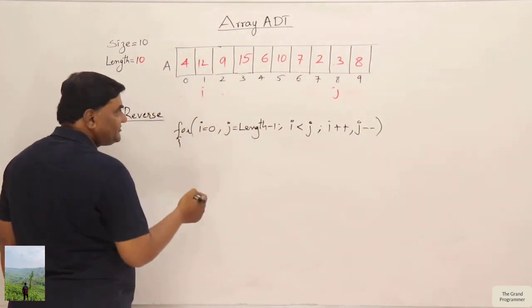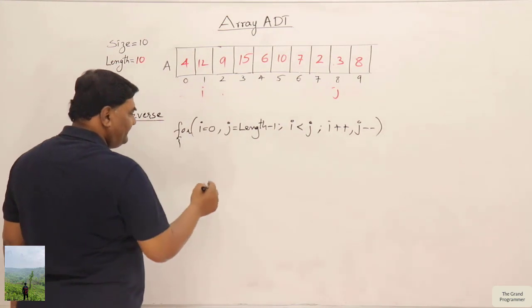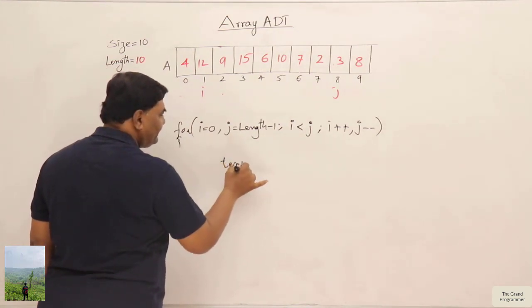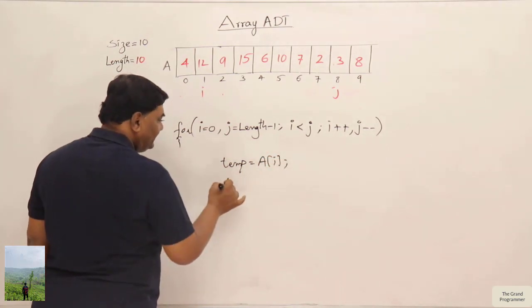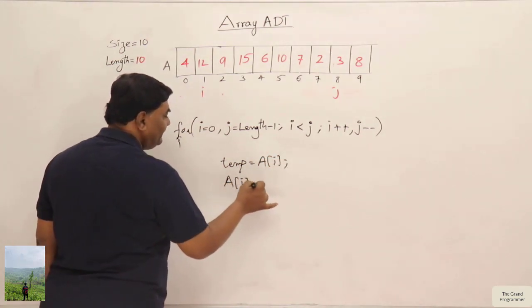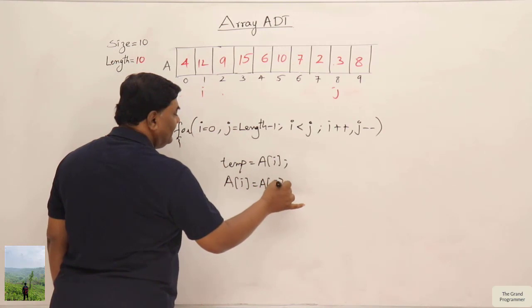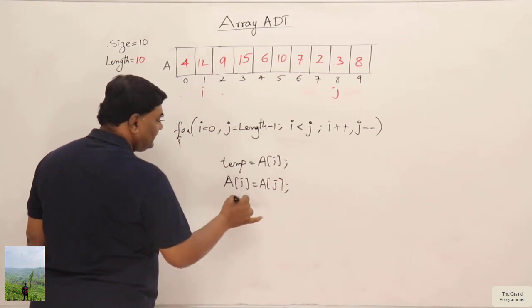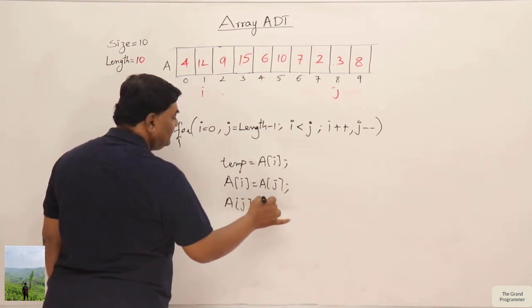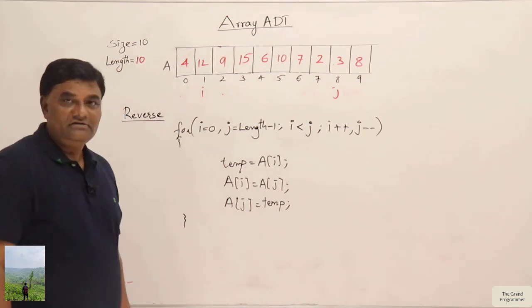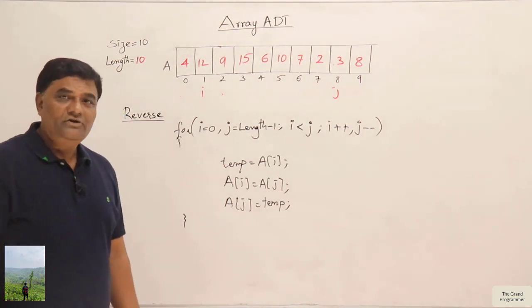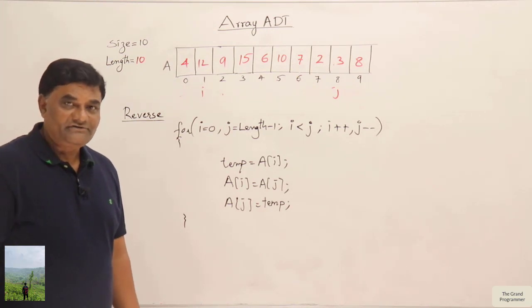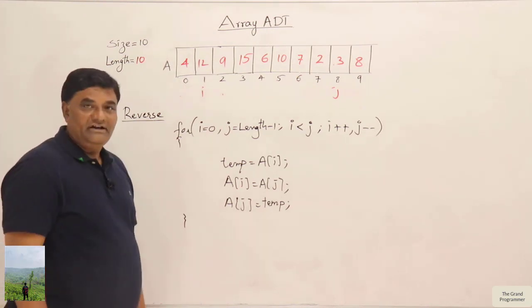What do we have to do each time? Interchange the elements, swap the elements. For swapping, we take a temporary variable and in that store a of i, then in a of i store a of j, and in a of j store temp. That's all. This is the code for reversing an array. So we don't need an auxiliary array for this one. The time is order of n.